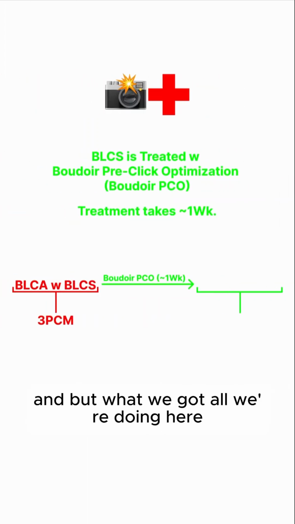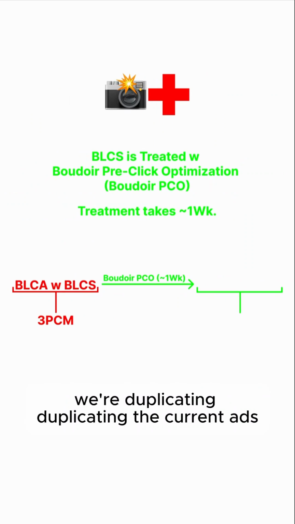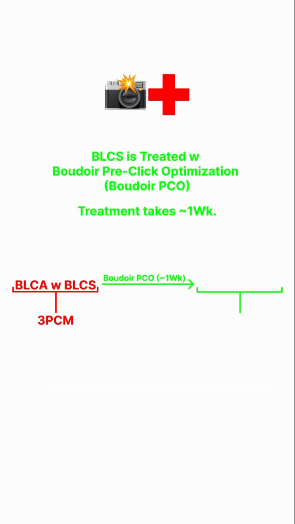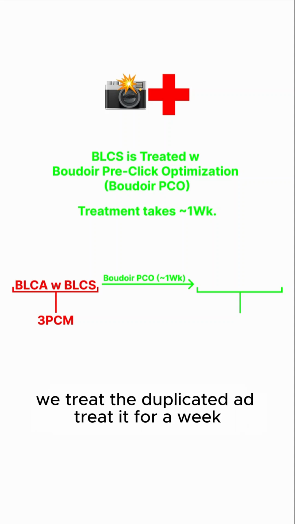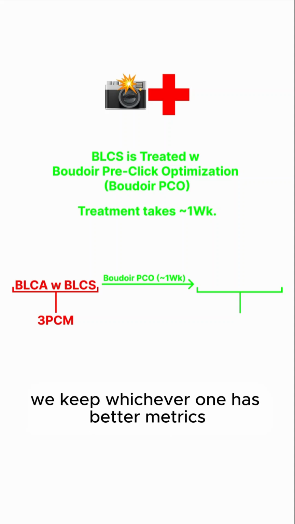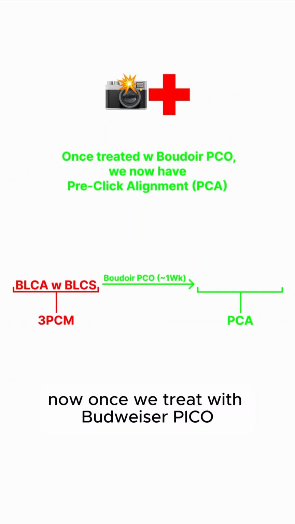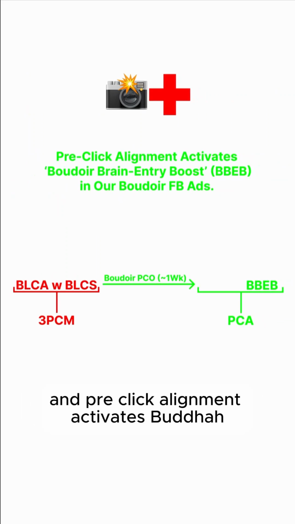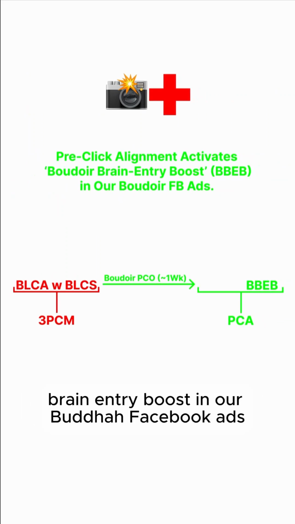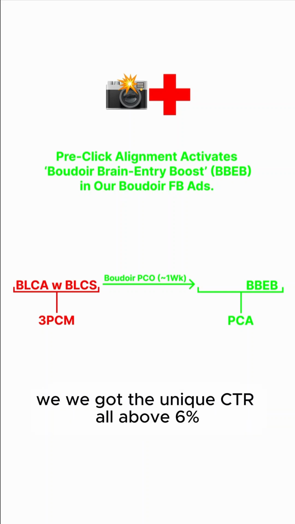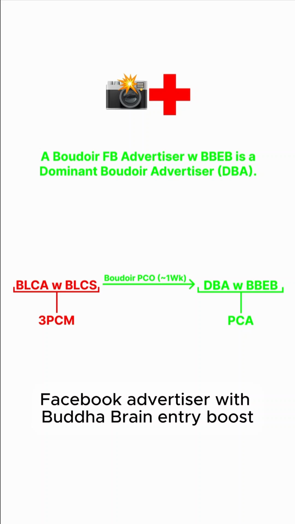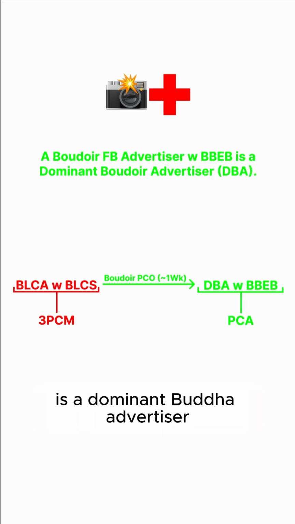With Boudoir Pico, all we're doing is duplicating the current ads, leaving them on or off, whatever they are, and we treat the duplicated ad. So we don't touch the original, we treat the duplicated ad for a week. At the end of the week, we keep whichever one has better metrics. Once treated with Boudoir Pico, we now have pre-click alignment, PCA. So we get rid of the three pre-click mistakes, and we've got pre-click alignment. And pre-click alignment activates Boudoir brain entry boost in our Boudoir Facebook ads. Basically, we've got the unique CTR all above 6%. And a Boudoir Facebook advertiser with Boudoir brain entry boost is a dominant Boudoir advertiser, a DBA.